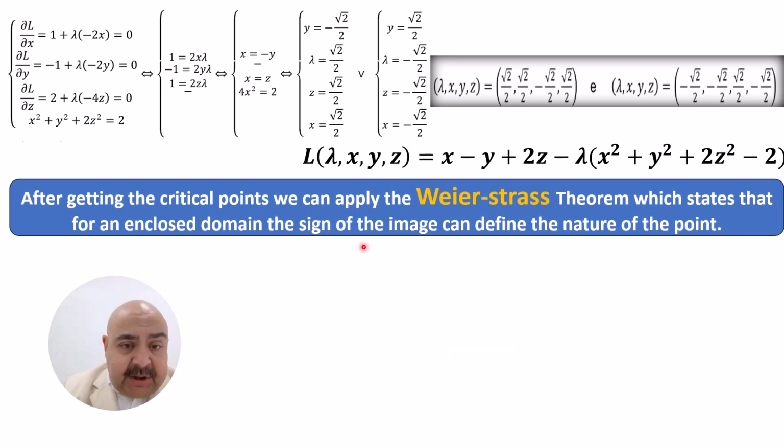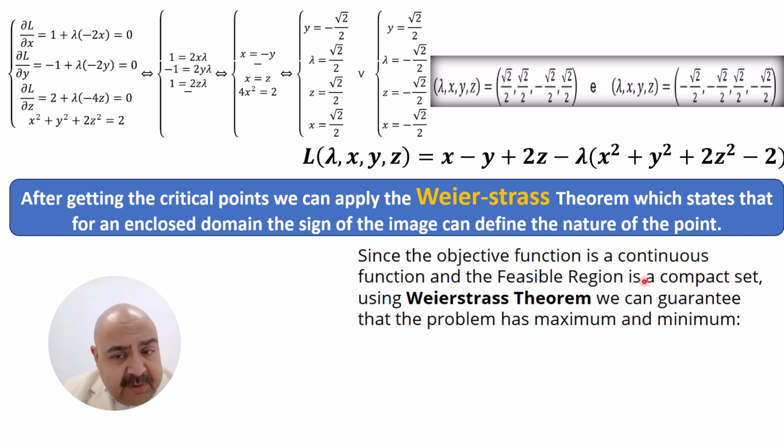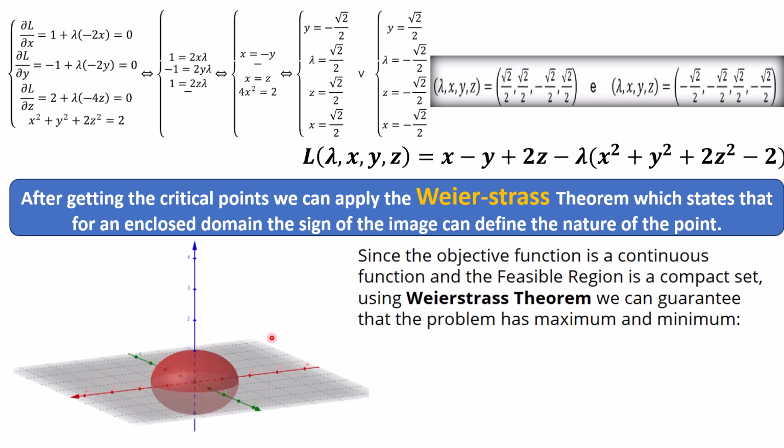Now, after getting these critical points, we can apply also the Weierstrass theorem, which states that for a closed domain, the sign of the image can define the nature of the point. And based on this, here we go, since the objective function is a continuous function, and the feasible region is compact, we already have an ellipsoid, as you can see. That's the optimization function, which is represented by x minus y plus 2z. And that's the constraint, which is this ellipsoid. So it's a compact set.